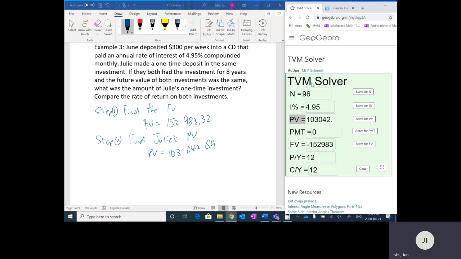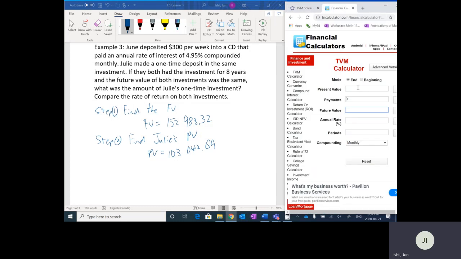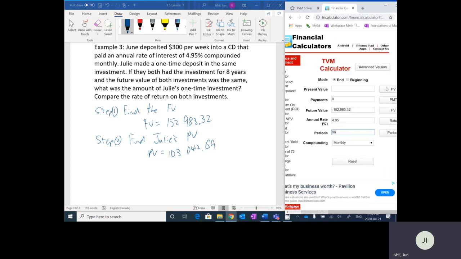So the future value was the 152,983.32, but again, I'm going to plug it in as negative. The annual rate of return was 4.95. Number of periods: this is compounded monthly, and so 12 times a year over the 8 years was 96, I believe. And it was again compounded monthly. So is that the same? Oh, okay. Good thing I double checked. It is the same number.